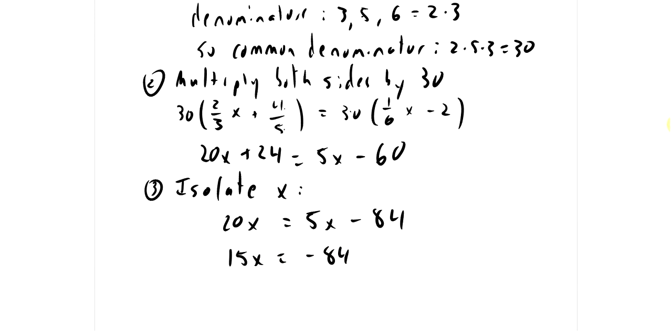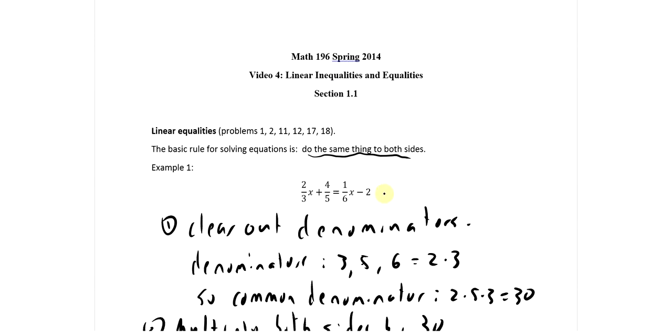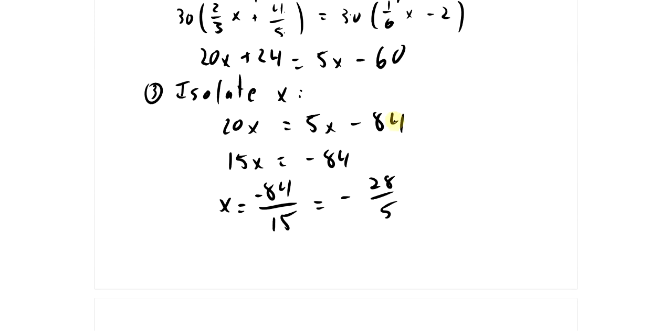And then finally, we can divide both sides by 15. And that can be simplified a little bit. You can divide top and bottom by 3. And you get minus 28 over 5. So that's solving the equation. And the goal is to isolate the x. I cleared out the denominators first, got my numbers on one side, got my x's on the other side, and divided.